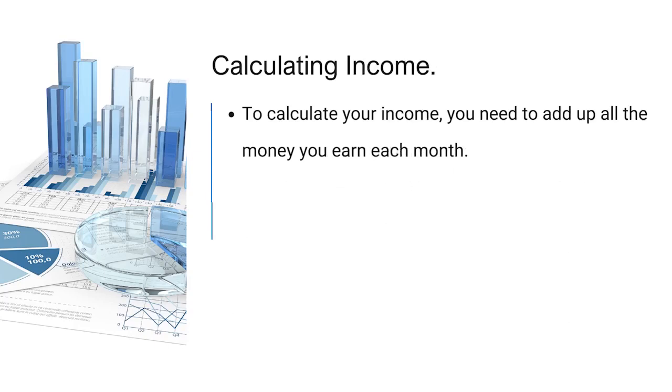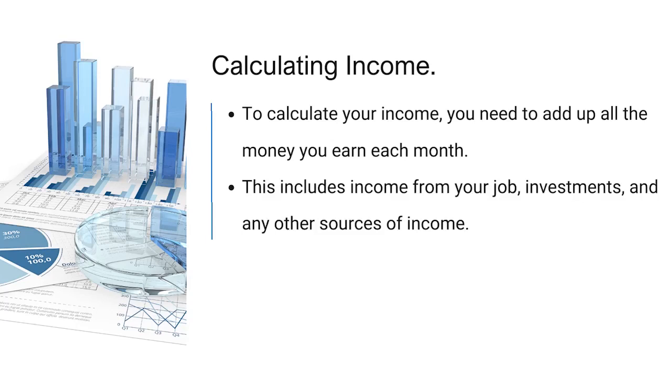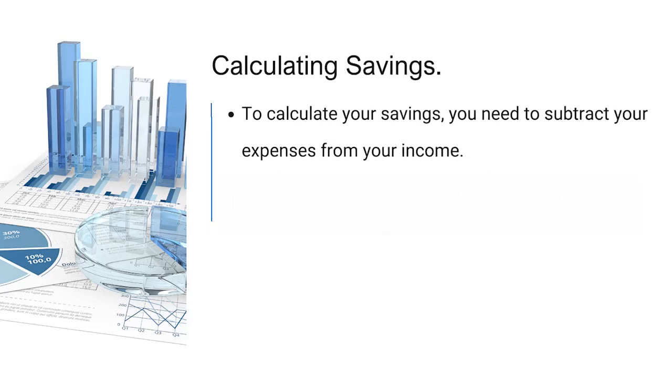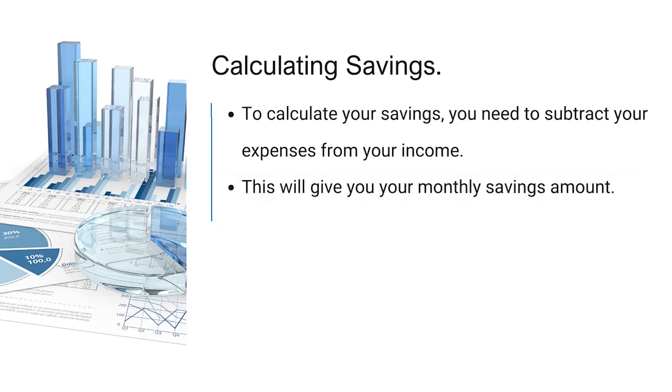Calculating income. To calculate your income, you need to add up all the money you earn each month. This includes income from your job, investments, and any other sources of income. Calculating savings. To calculate your savings, you need to subtract your expenses from your income. This will give you your monthly savings amount.